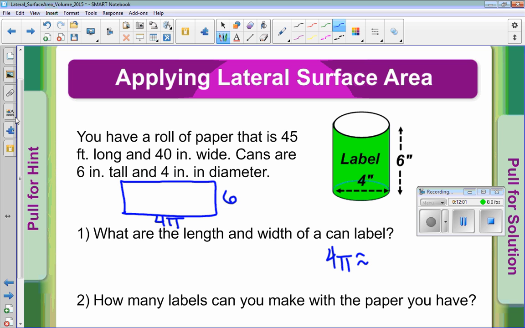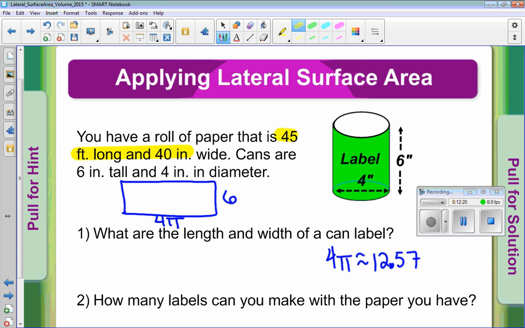12.56? Ooh, 12.57. Okay. We're going to use the pi button, it's more exact. All right, so we want to figure out how long it is. And we have a piece of paper that is 45 feet long and 40.